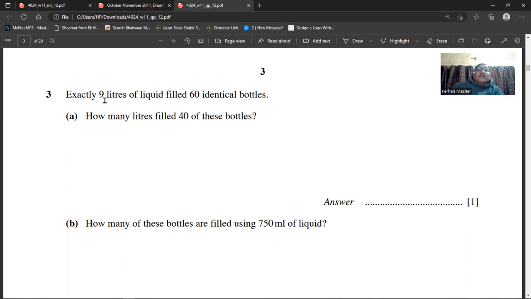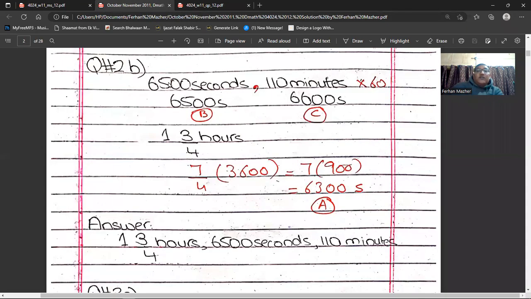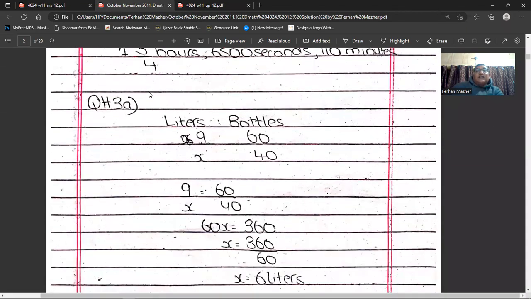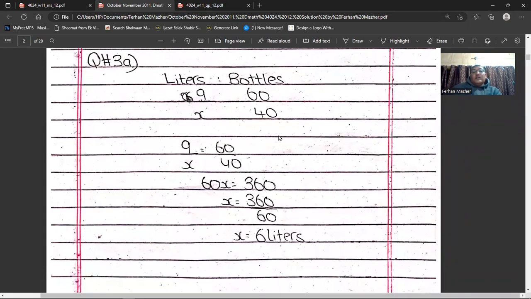So 9 liters can fill 60 bottles. To fill 40 bottles, how much liquid is required? So very simple. It's a proportion question. So 9 liters are good for 60 bottles. So for 40 bottles, how much liquid is required? So suppose that's X. So it will be 9 by X equals to 60 by 40.